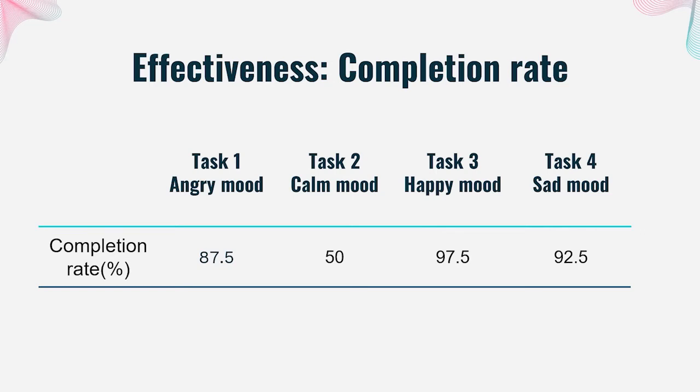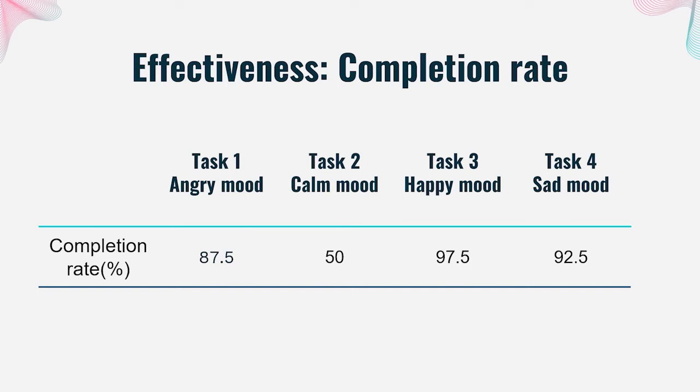In task 3, 39 participants were successful and only one was unsuccessful. So the completion rate for task 3 is 97.5%. And in task 4, 37 participants were successful and 3 were unsuccessful, and the completion rate for task 4 is 92.5%.